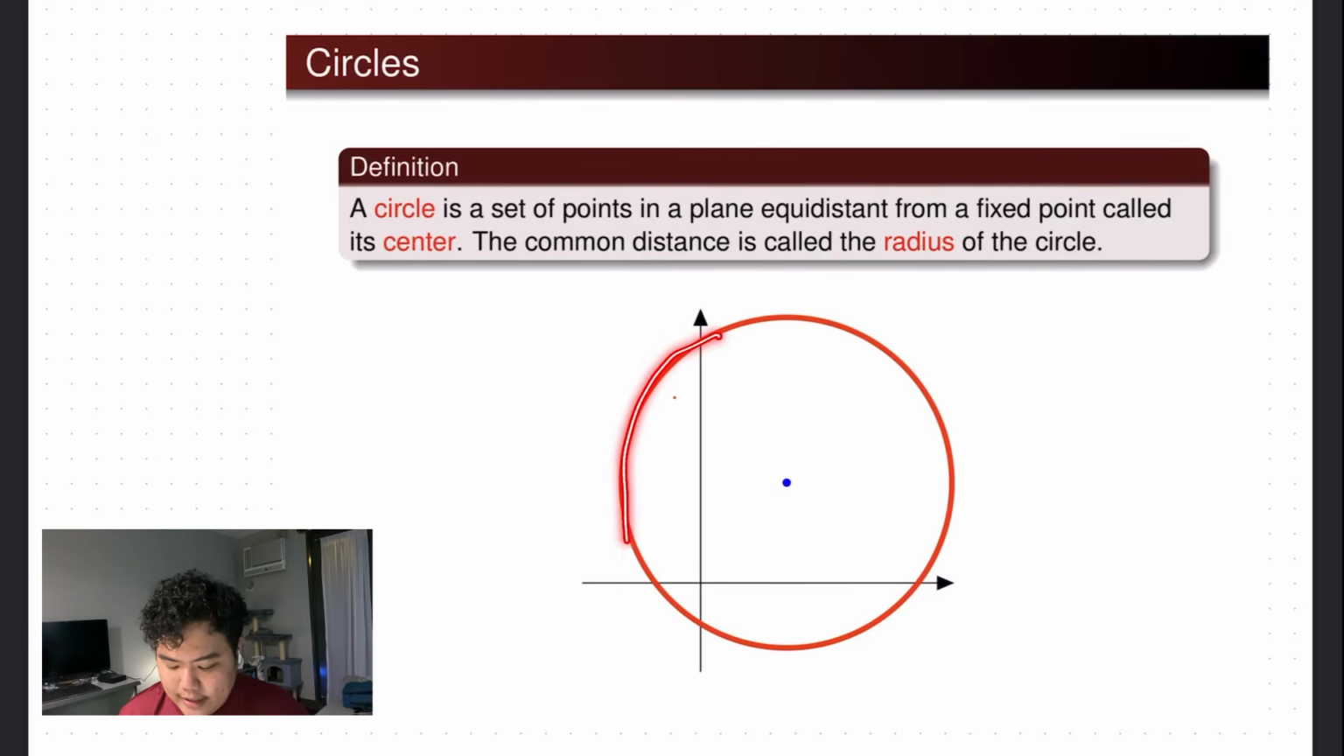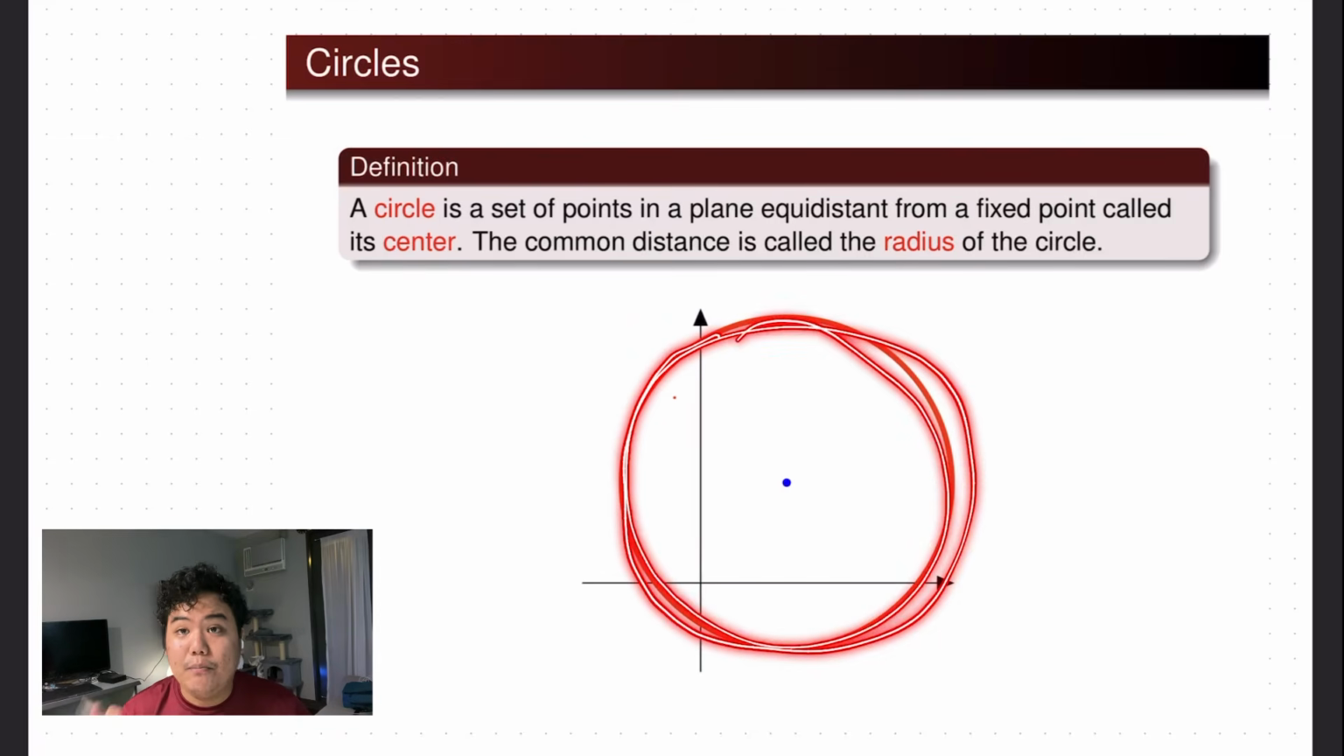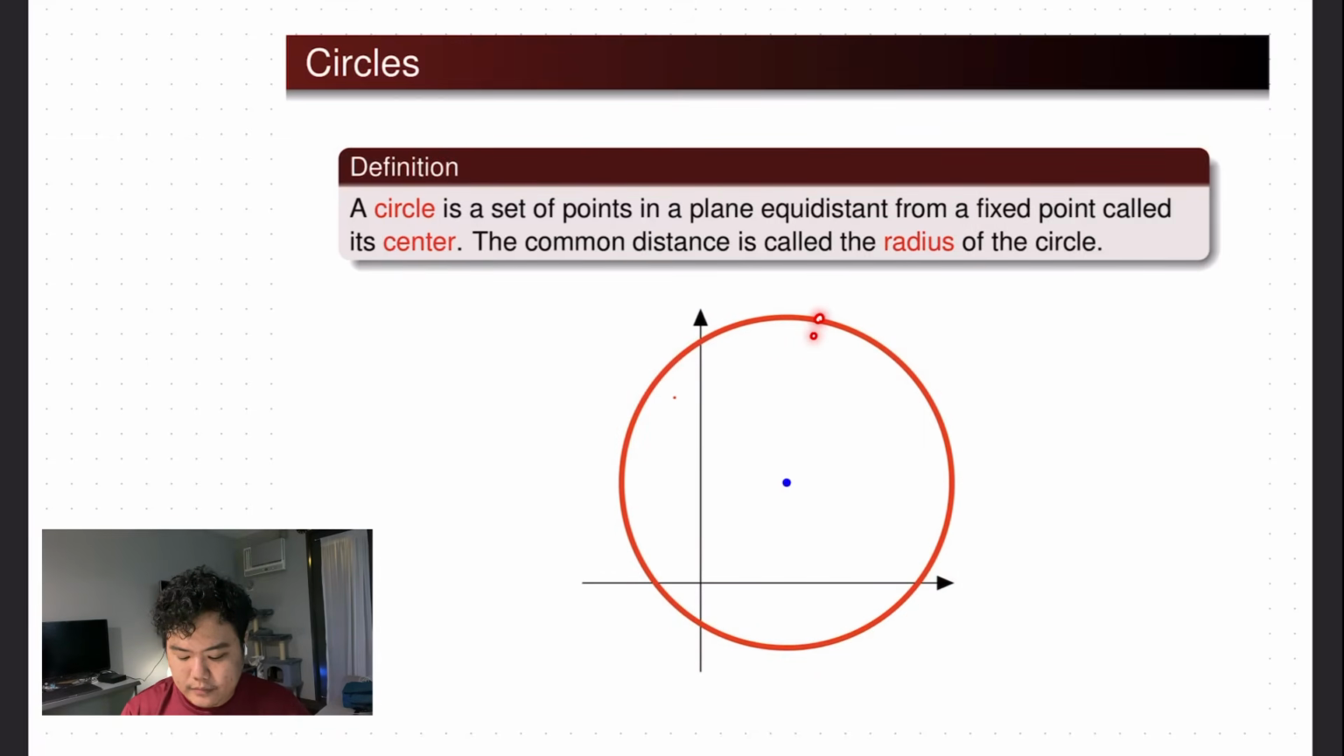At etong red na hina-highlight ko, yan lang yung points doon sa circle. Okay? So, etong hina-highlight ko sa labas, hindi yan part ng circle. Itong hina-highlight ko sa loob, hindi yan part ng circle. Okay? So, ito lang yung part ng circle. At yung bawat point dito sa circle is equidistant to the center. At yung distance na yun, yun yung tinatawag natin na radius.